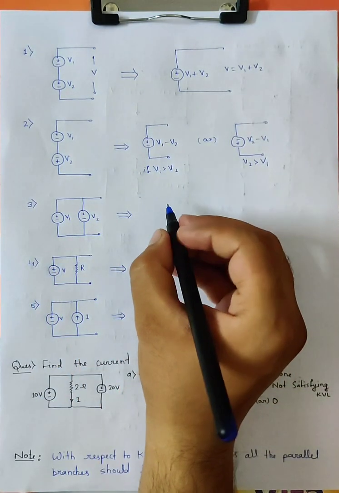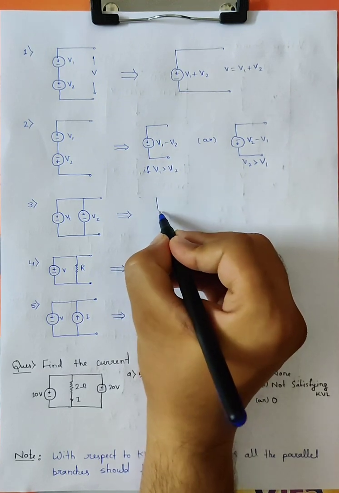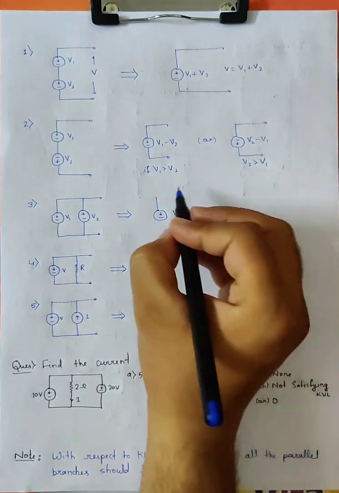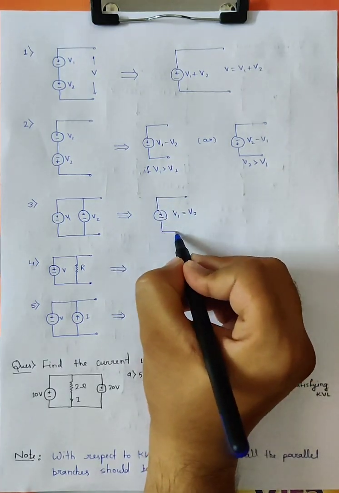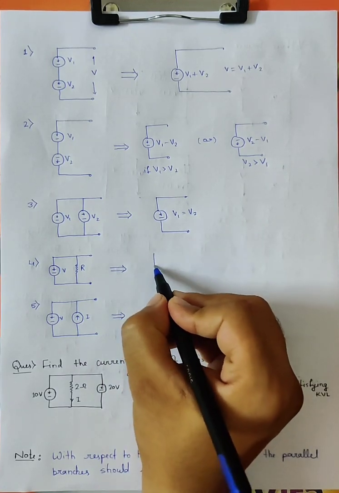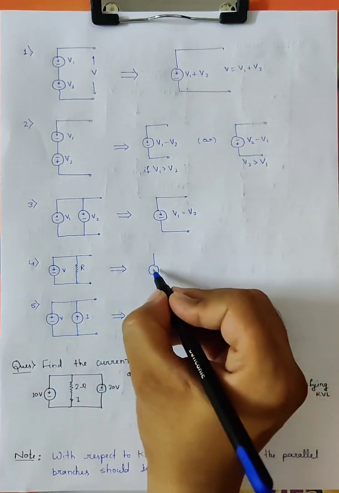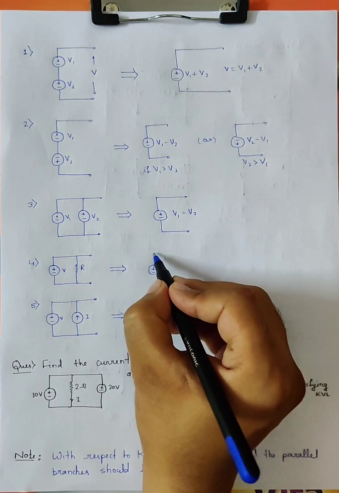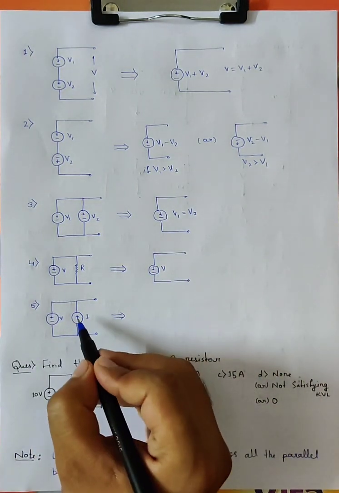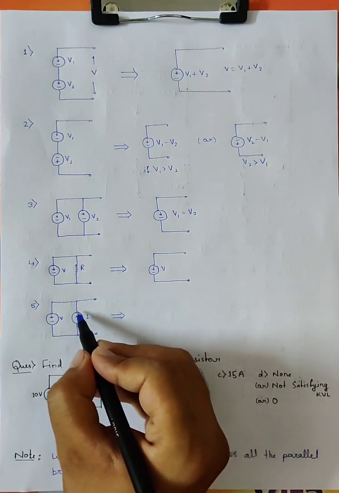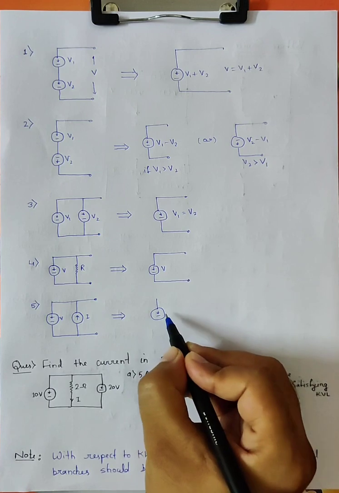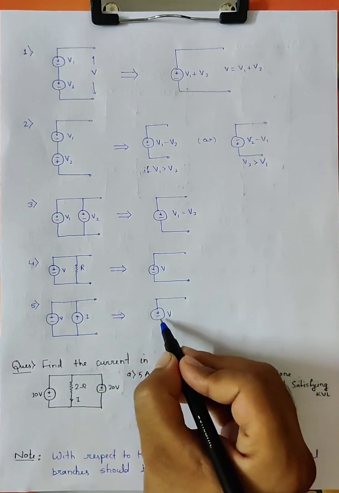In this case, it can be drawn as V1 is equal to V2. For this, we can neglect this resistance R, and it can be redrawn as V only. For this also, current source I can be neglected. It can be redrawn as V only.